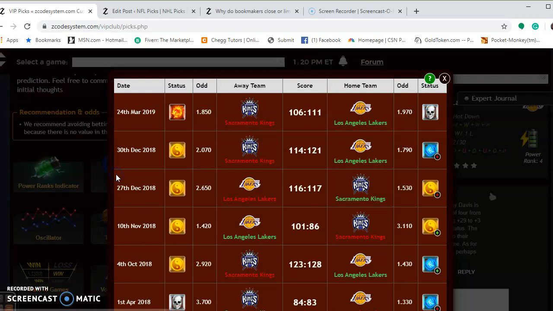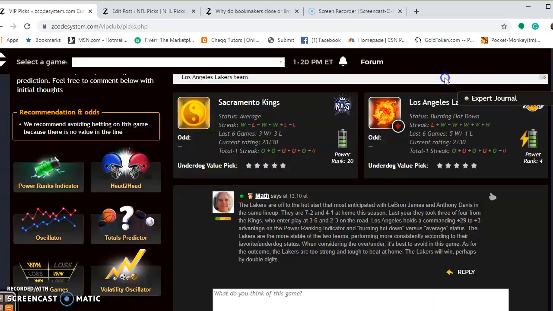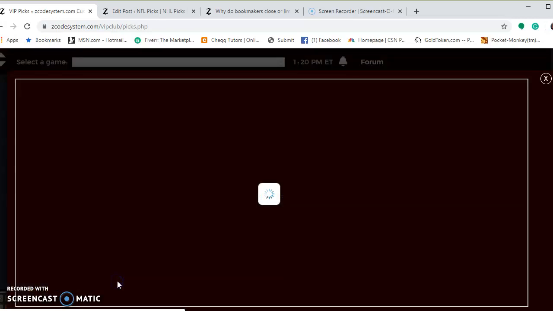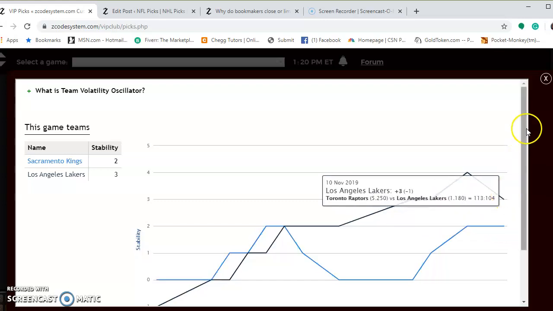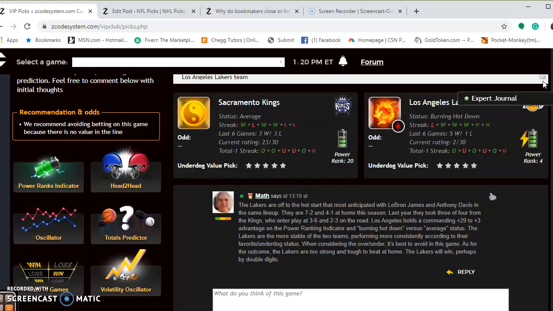If you look at head-to-head, you can see that last season the Lakers won three out of the four meetings, the Kings winning their only game by a single point back on December 27th of last year. How stable are the two teams? Take a look at the volatility oscillator. They are moderately stable, both above zero. You can see plus 2 for the Kings, plus 3 for the Lakers. So consider the over-underdog status when betting.